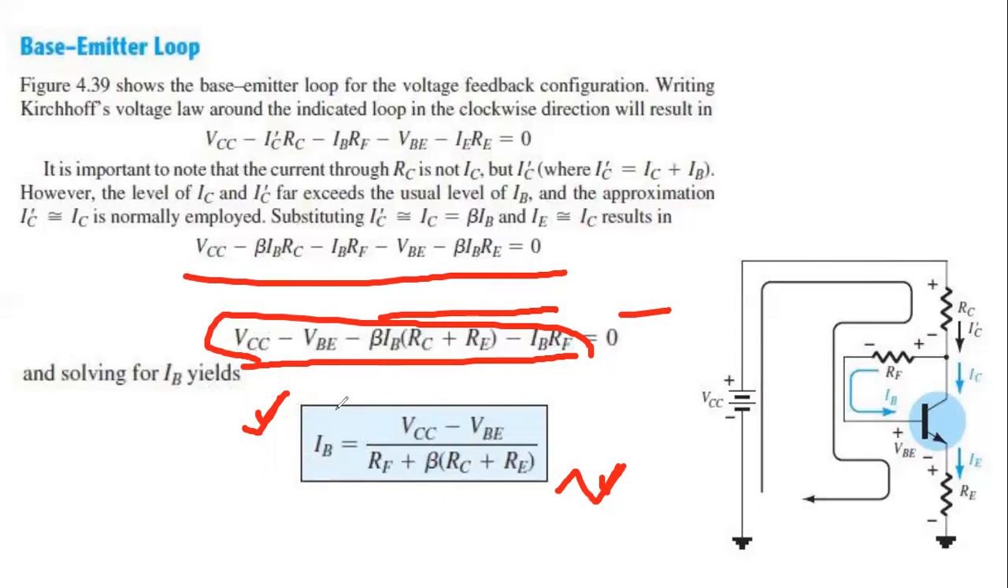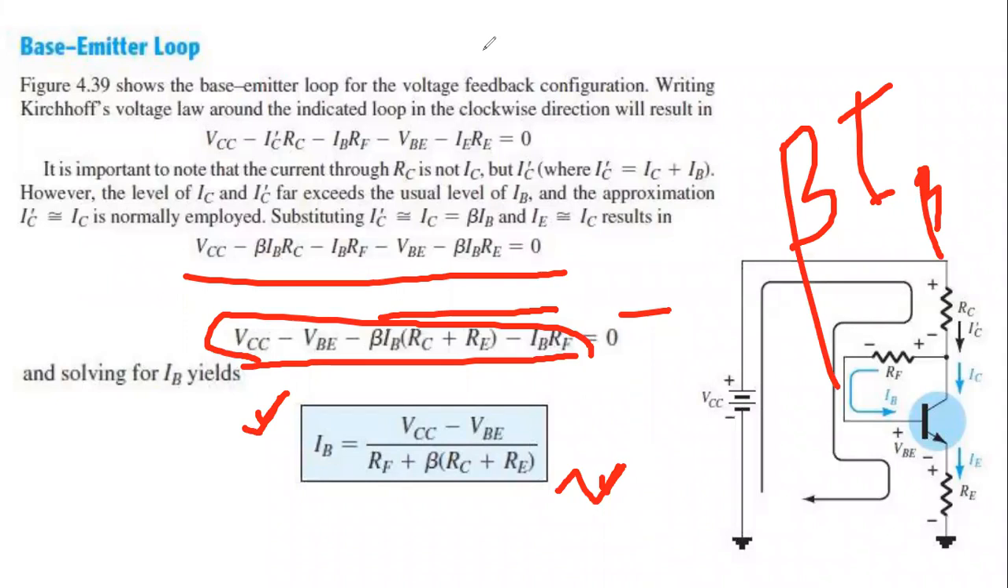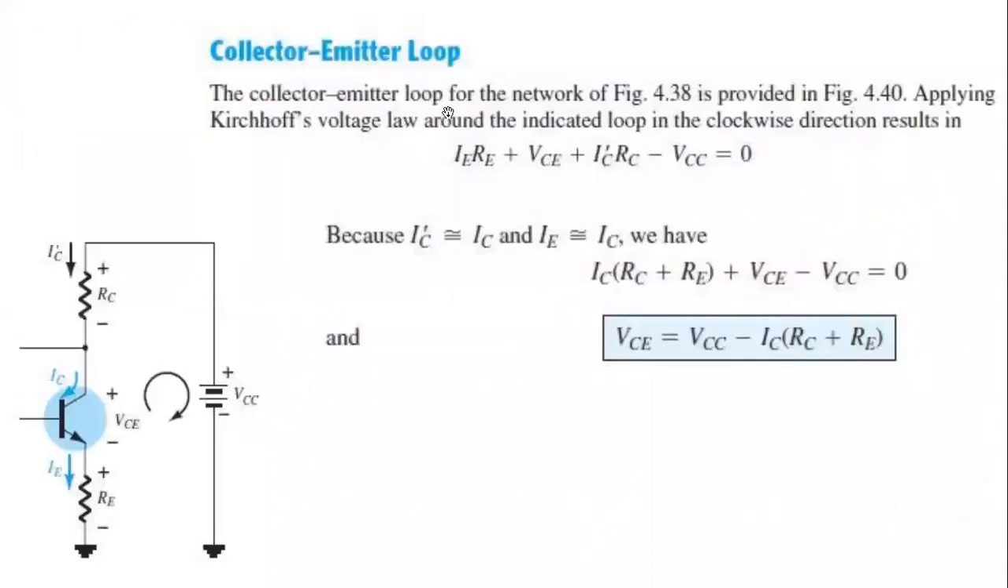After finding out the value of IB, how to find out the value of IC? The value of IC will be easy. Just beta into IB. This is very easy. Okay. Next, go to the collector emitter loop. So in the collector emitter loop, that means in the outer loop, now the VCC is here. We can easily consider this.